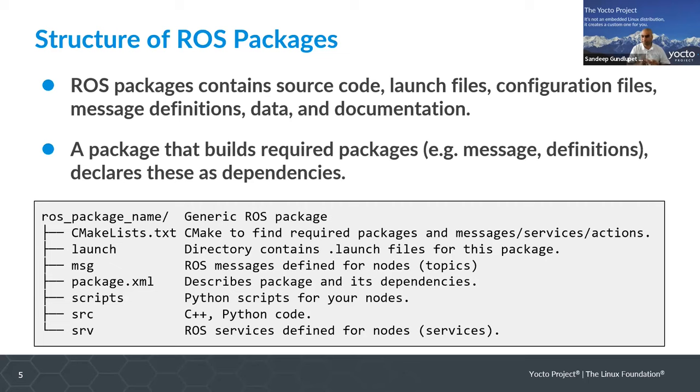The next one is the scripts directory, which contains Python scripts for each of your nodes. The next directory is the source directory, where you can have C++, Python, Java, etc. source code. And the next one is srv, the ROS services defined for your topics or nodes.